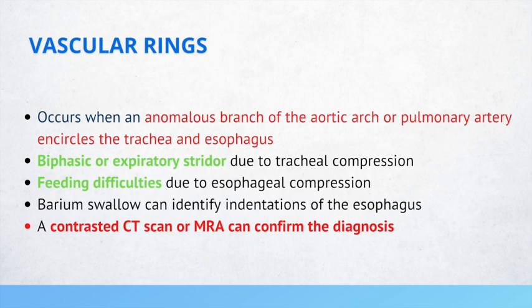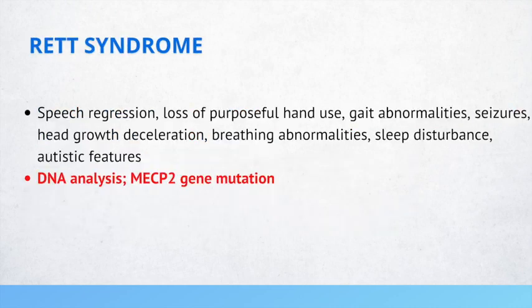Rett syndrome. This is typically due to a gene mutation in the MECP2 gene. These patients can present with speech regression, loss of purposeful hand use, gait abnormalities, seizures, head growth deceleration, breathing abnormalities, sleep disturbance, and autistic features.